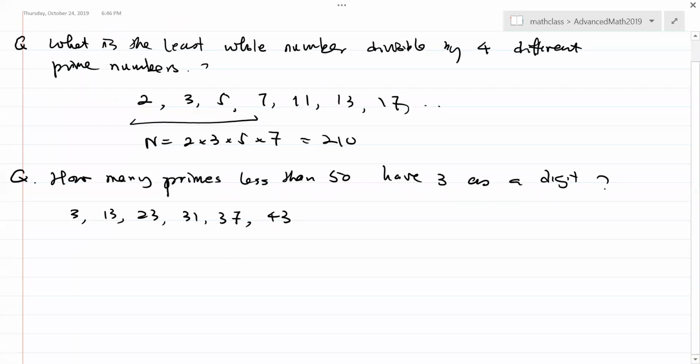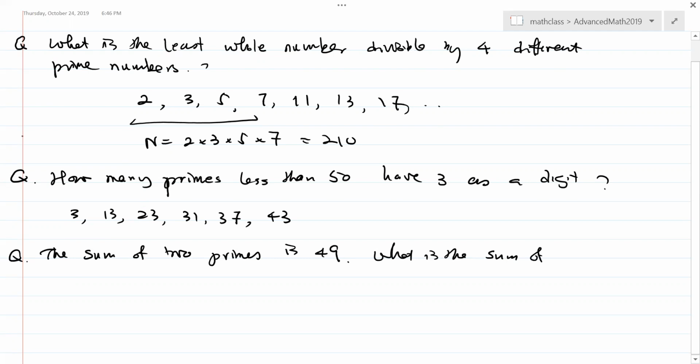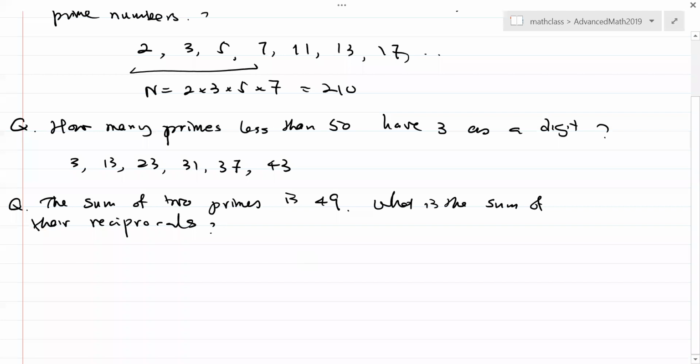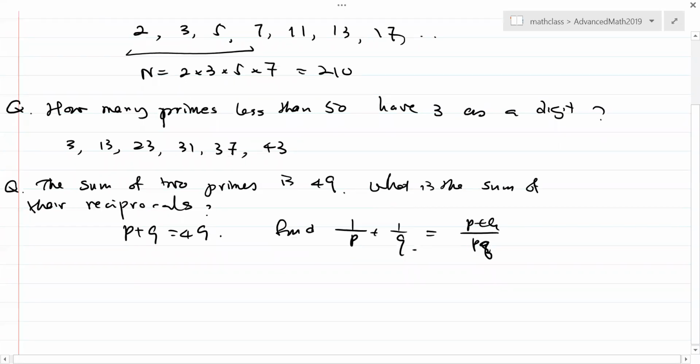Okay, and the next problem is a little bit difficult. We only have one equation. The sum of 2 primes is 49. What is the sum of their reciprocals? So you have two prime numbers, and the sum is 49, and you want to find the sum of their reciprocals. Of course, if you don't know P and Q, you cannot find it. If you combine them, the numerator P plus Q is 49, but what is the denominator?